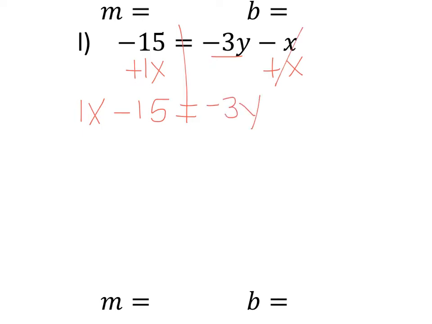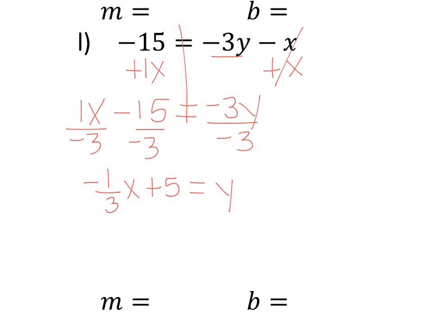Those cancel. I need to divide by negative 3, and again, divide each term by negative 3. I get 1 divided by negative 3 is the same as negative 1/3. So negative 1/3 x. Negative 15 divided by negative 3 is positive 5 equals y.